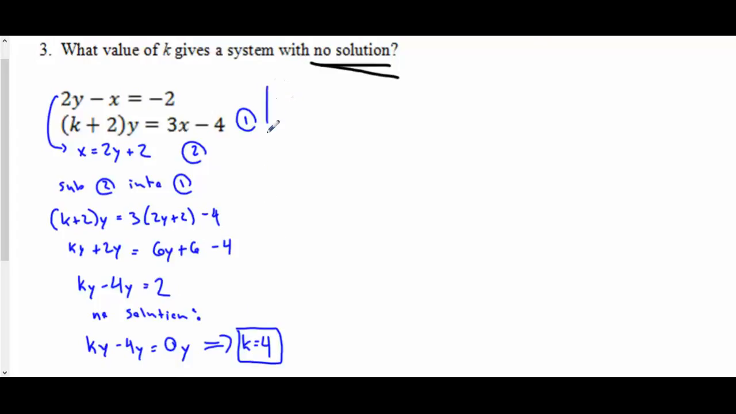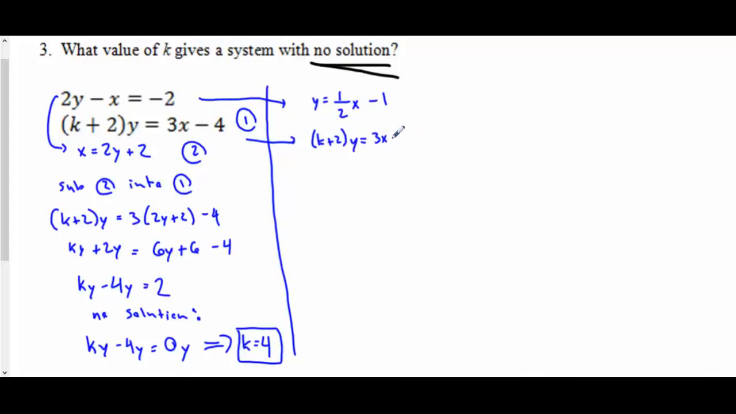Let's look at that in a different way, just like we did last time. If I take both of these equations and rearrange them, the first one, when I rearrange it, I have y equals a half x minus 1. If I rearrange the other one, I'm going to end up with k plus 2 y. Let's just rewrite the whole thing over here. Rearranging, I get 3 over k plus 2 x minus 4 over k plus 2. 4 over k plus 2 will be my y-intercept.